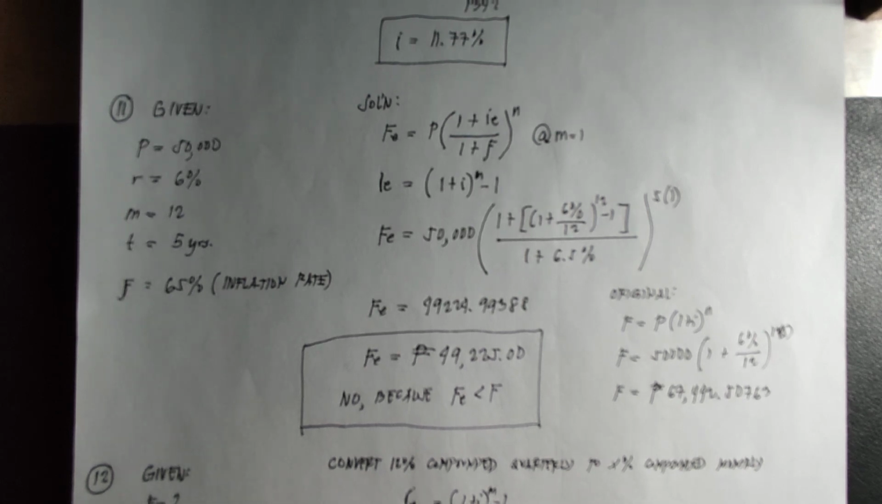To calculate that, we will get our F sub E is equals to 49,224.99388 pesos. Since our F sub E is less than our F, we can say that the effectivity will not protect the purchasing power of the original principal.